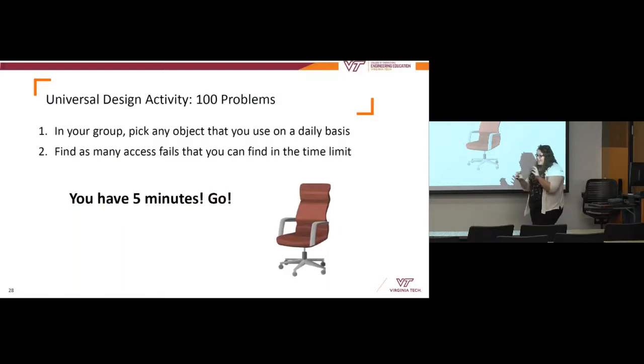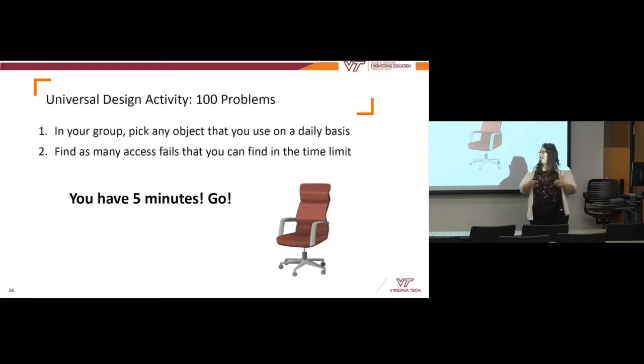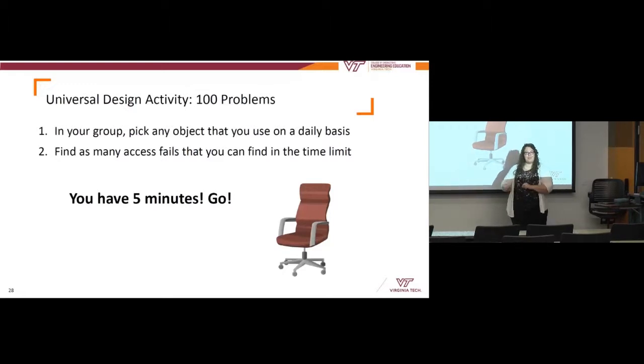So now, recognizing all these different combinations, I wanted you to work together in pairs, in however many groups you want. You could do it by yourself. This is pretty flexible. I just wanted you to take 5 minutes and do what we call the 100 problems activity. One of the students in my study did this in his freshman engineering class. They picked an object and then had to find 100 problems with it. He picked a door, and he said he found about 75 problems with a normal door that they use.